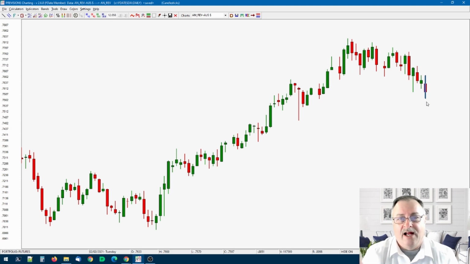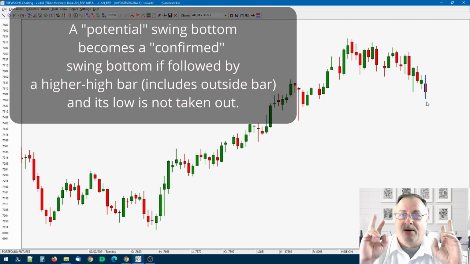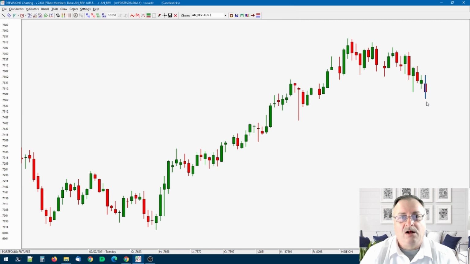It could be the very next price bar. It can be 2 price bars later. But what you need is a higher high price bar or an outside bar, because an outside bar has a higher high as well. That low must hold until a higher high follows.